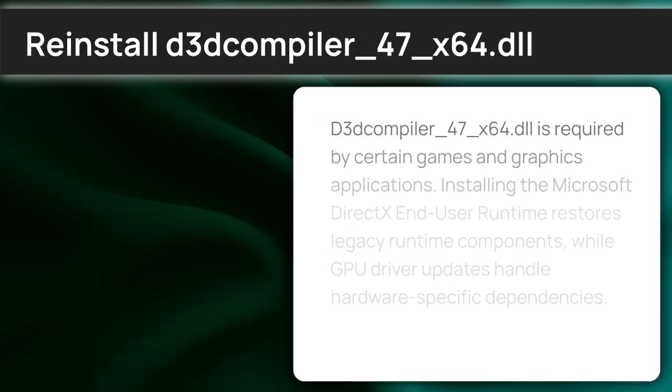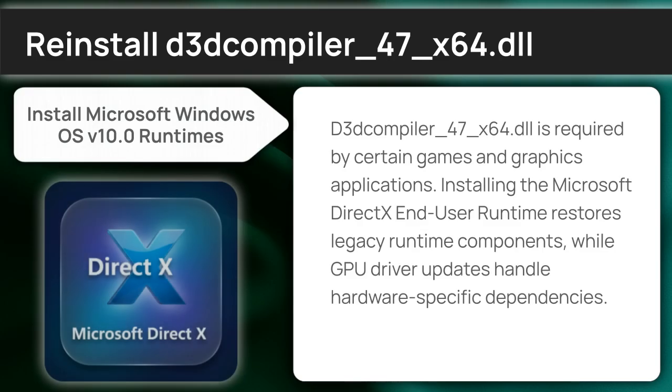The D3D Compiler 47 64-bit DLL is a standard component within most gaming graphics runtimes. You can resolve this by installing the Microsoft DirectX End-User Runtime to restore legacy D3DX and XInput files, and updating your GPU drivers if the error involves OpenGL, OpenCL, or CUDA.